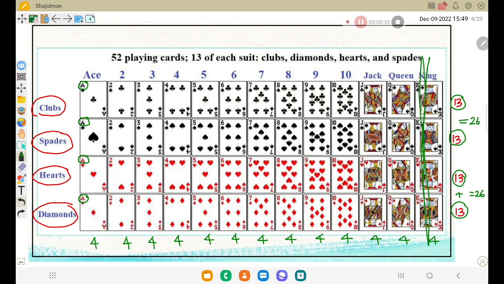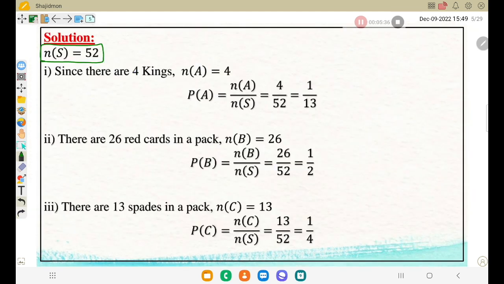You can see here, these are the king cards. So in total we have 4 king cards. The number of elements of A, because A means the card taken is a king card, correct? So the number of elements of A means how many king cards are there? There are 4 king cards, correct?